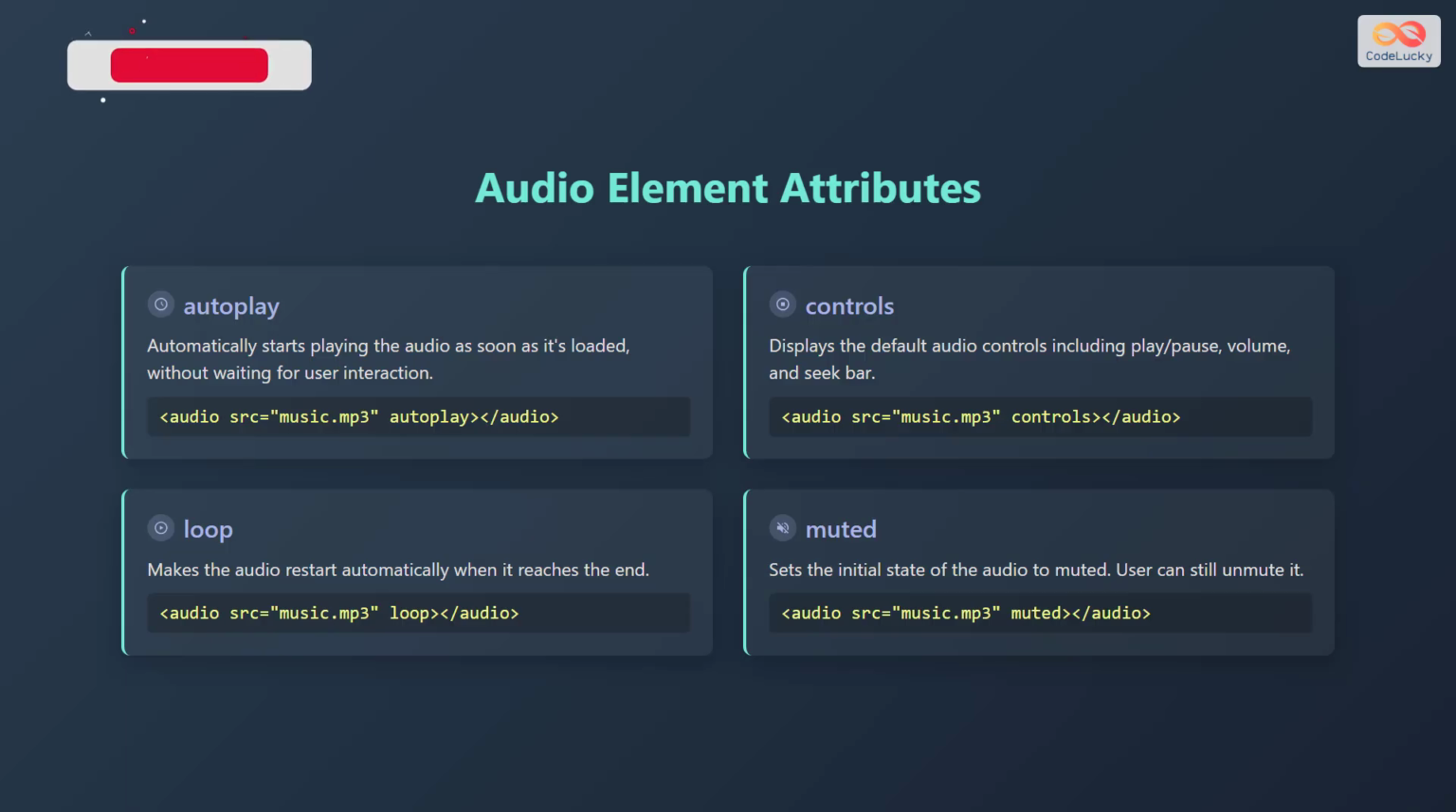The audio element has several attributes that control its behavior. The autoplay attribute automatically starts playing the audio as soon as it's loaded, without waiting for user interaction. The code shown here represents how it is used. The controls attribute displays the default audio controls including play, pause, volume, and seek bar. The code shows the usage of the controls attribute. The loop attribute makes the audio restart automatically when it reaches the end. Here is the example of how to use it. The muted attribute sets the initial state of the audio to muted, but the user can still unmute it.